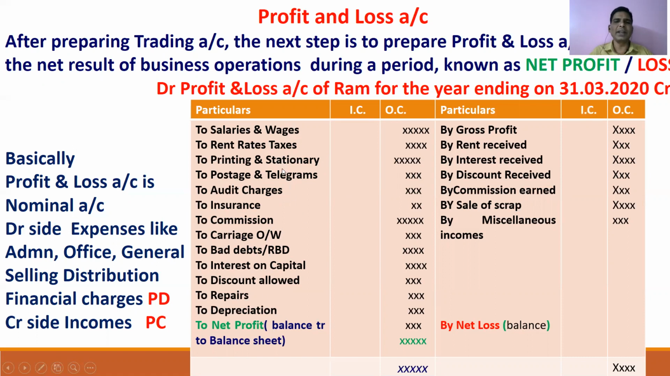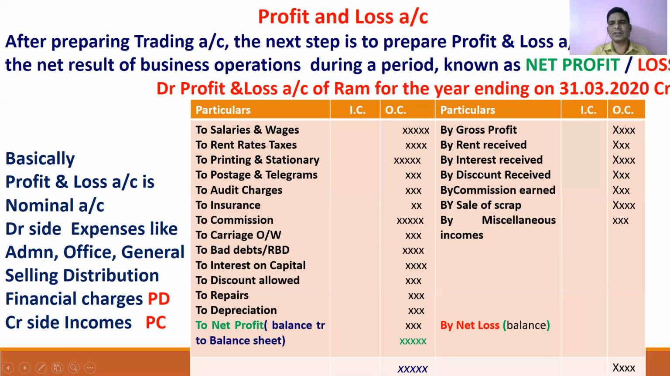Usually the PDs are like this: salaries and wages. If wages comes first, that is taken to trading account. If salaries comes, that is taken to profit and loss account. Salaries and wages of profit and loss account, PD, rent, rates, taxes, printing and stationery, postage, telegrams, audit charges, insurance, commission, carriage outward. Carriage inward is taken to trading account, carriage outward is taken to profit and loss account. Bad debts, reserve for bad debts, interest on capital, discount allowed, repairs, depreciation. These are the usual expenses debited to profit and loss account.